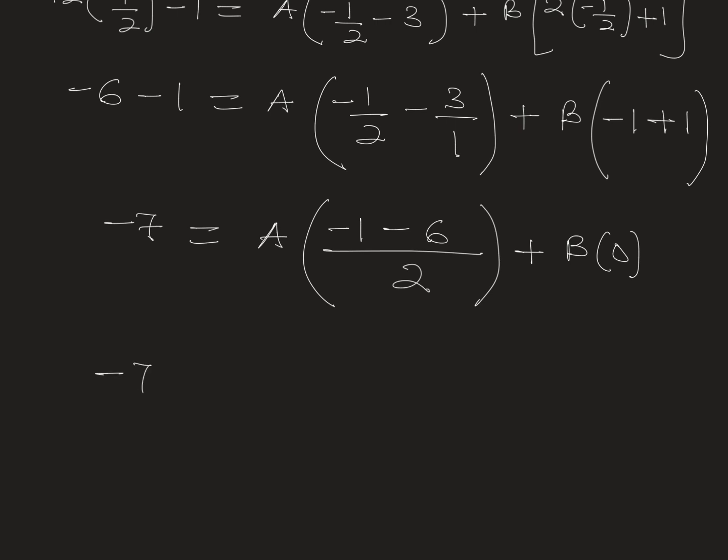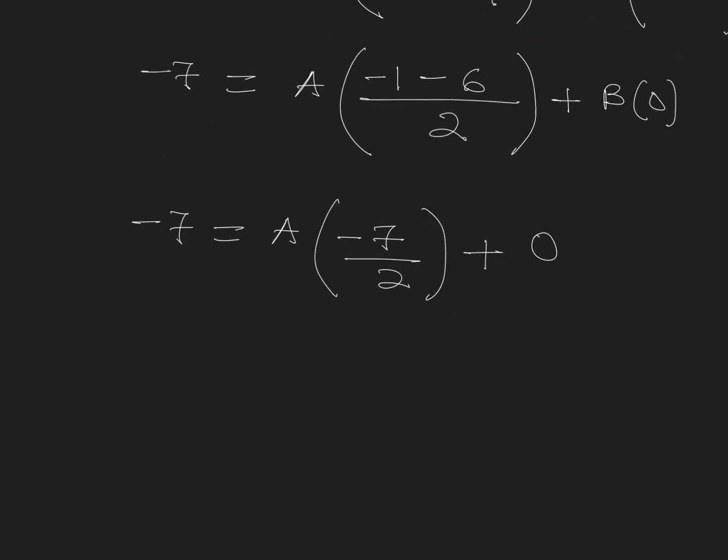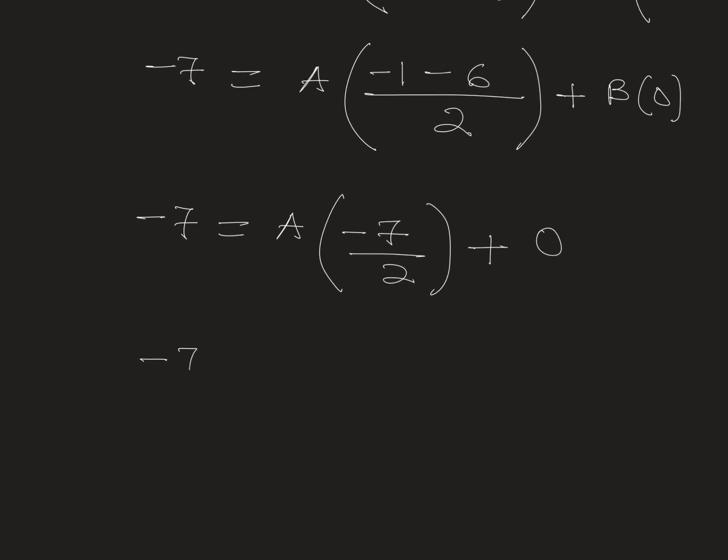So this will be negative 7 is equal to a into negative 1, negative 6 is negative 7 divided by 2, plus b times 0 is 0. So we can forget it now. So that will be negative 7 is equal to a times negative 7 divided by 2 is going to be negative 7a divided by 2.